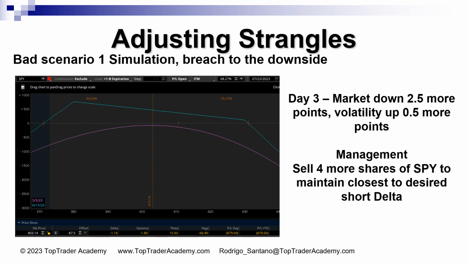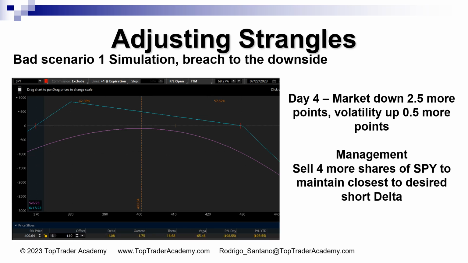Day 3 goes by and the same thing happens. Market down, volatility up 0.55 points, and I sell 4 extra SPY shares. Again, my goal is to keep this purple line centered and a little bit to the right because of the negative delta. You can always see in these slides I have theta positive and delta a little bit negative, as close to negative 10% of theta as possible. That's our model, and that's why we are doing it this way.